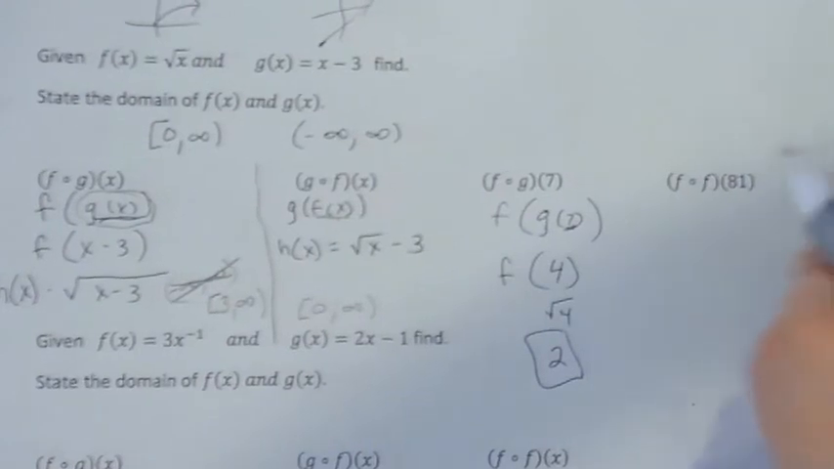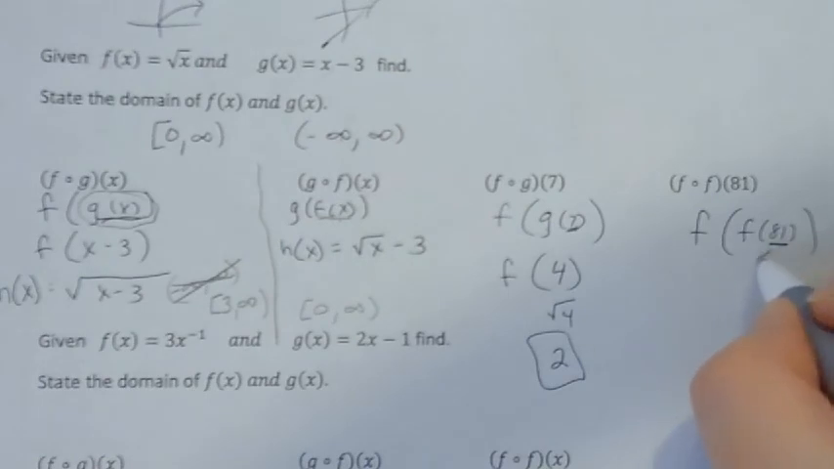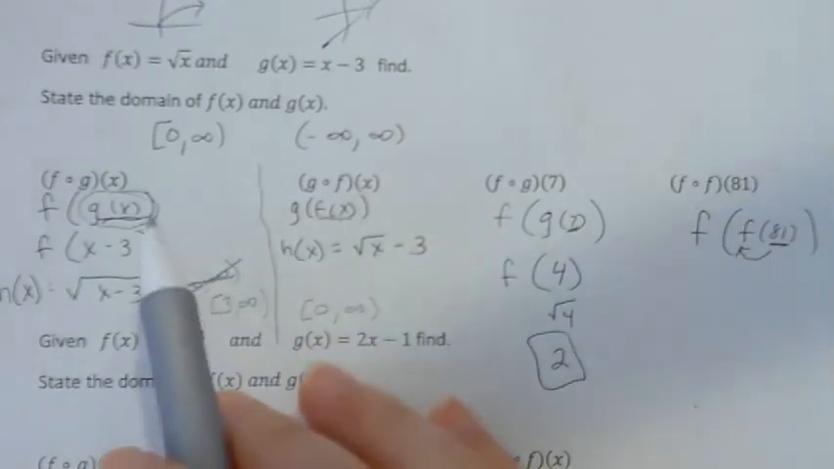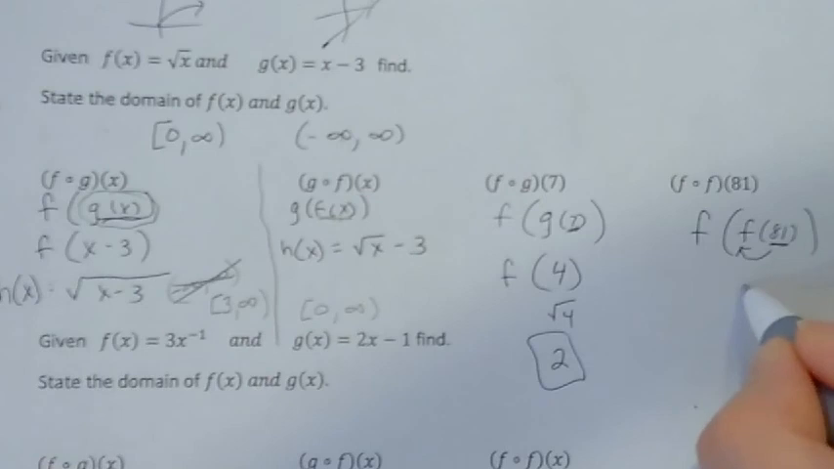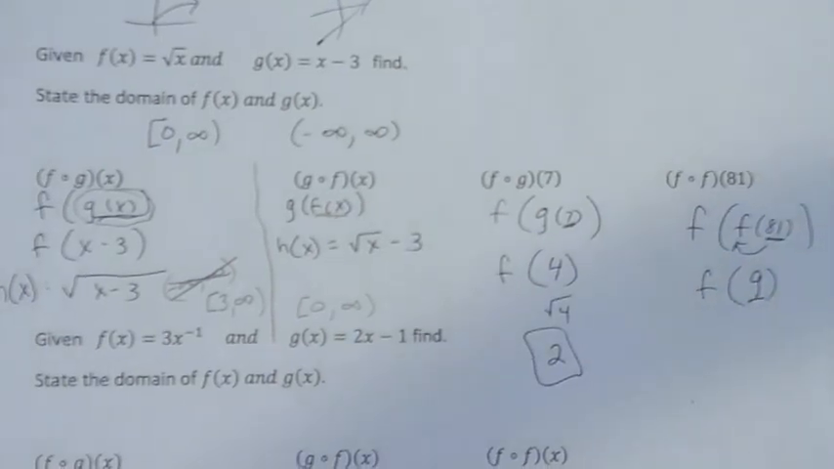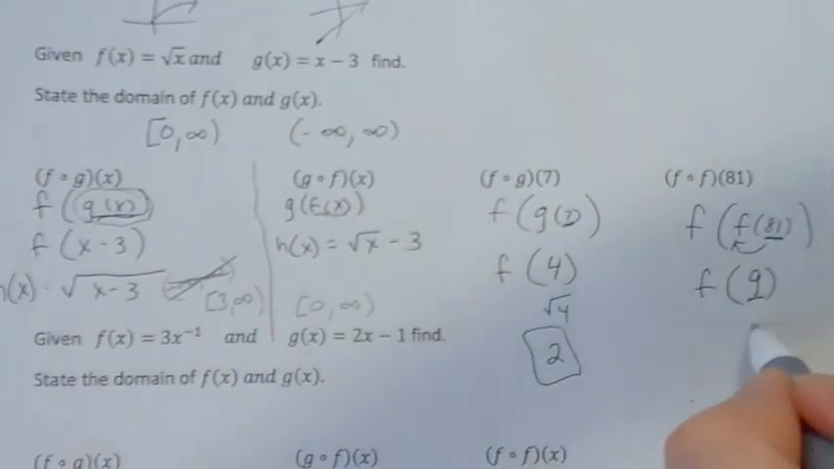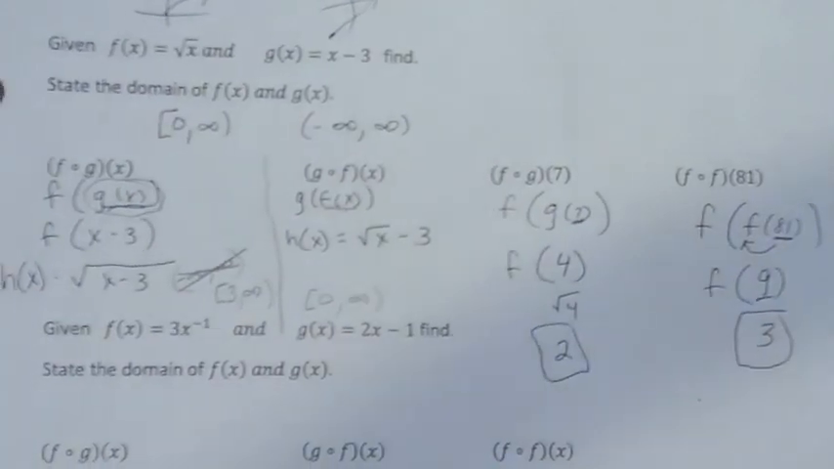the actual values. So this time we're going to find f of f of 81. So I'm going to put 81 into the f function. And the f function is the square root of x. What is the square root of 81? 9. So now 9 is the input value of the f function. What is the square root of 9? 3. So the answer is 3.